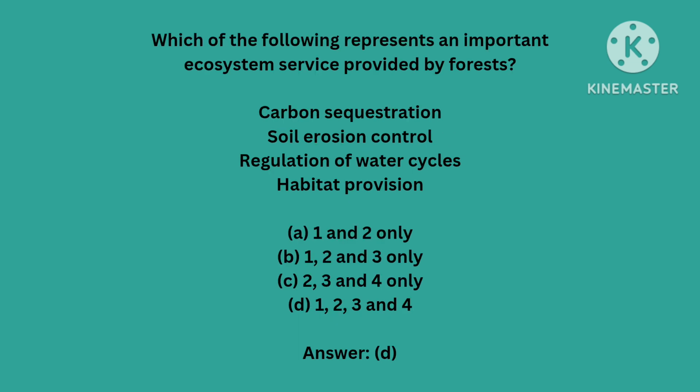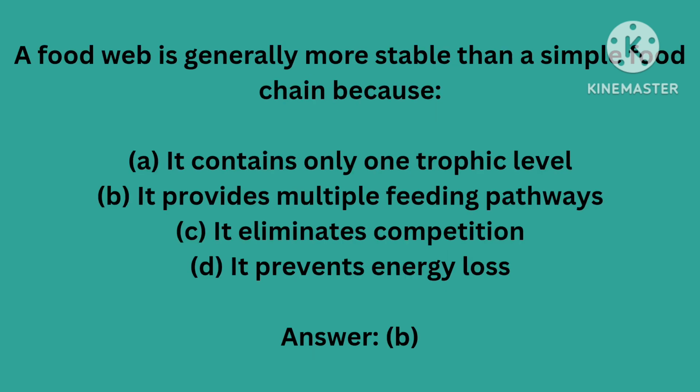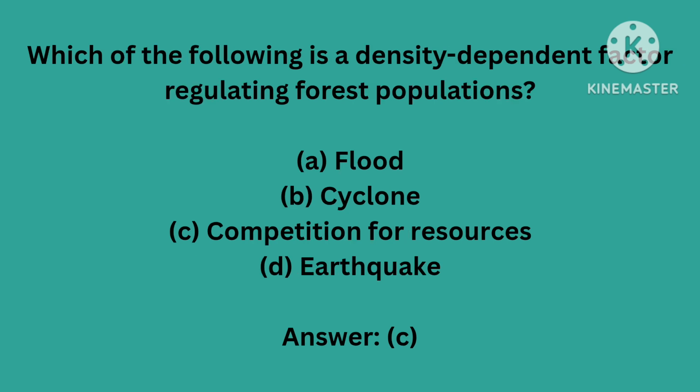So remember that. Which of the following represents an important ecosystem service provided by forest? Options are given: soil accretion, soil erosion control, regulation of water cycle, habitat provision, and the correct answer is all the four. A food web is generally more stable than a simple food chain because it provides multiple feeding pathways. So food web is different from food chain. It is more complex in food web.